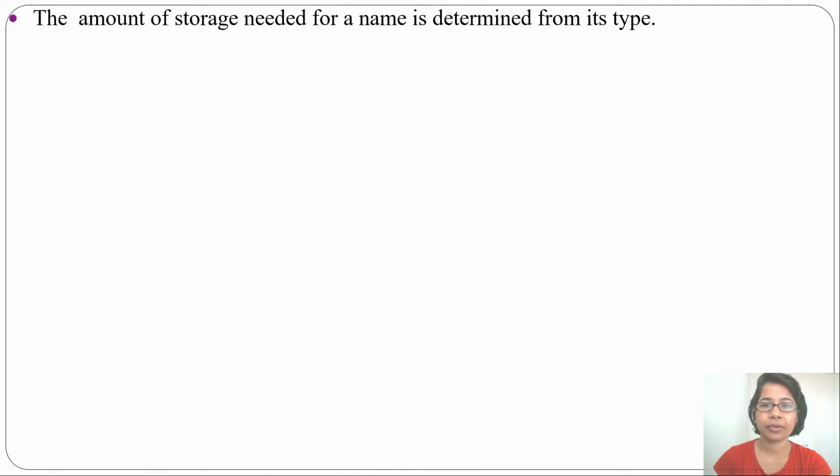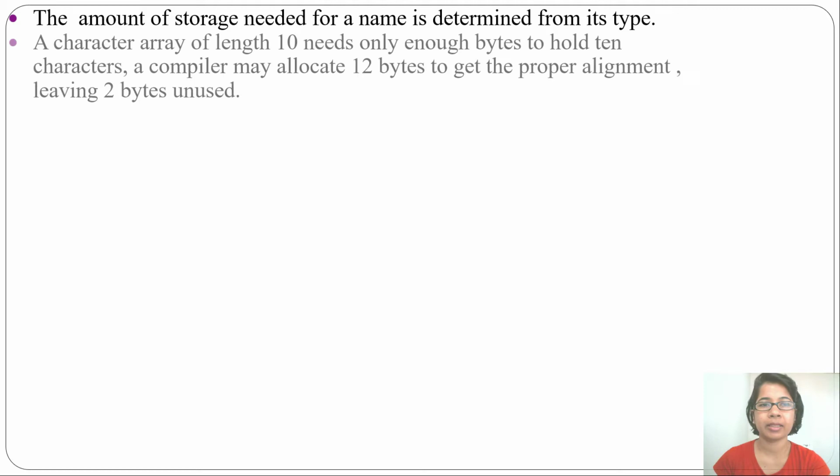The amount of storage needed for a name is determined from its type, whether it is character, integer, float or real. According to the data type, the amount of storage will be decided. If character, it is 1 byte. If integer, it will be 4 bytes. If float, it will be 8 bytes, like this.